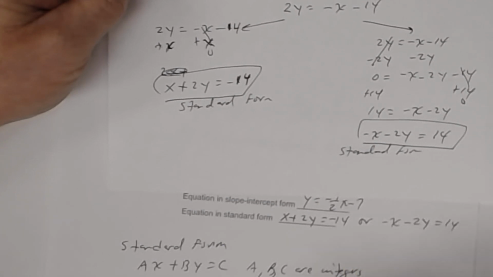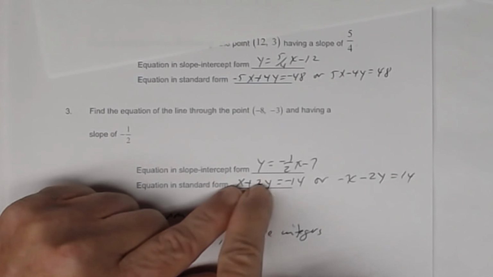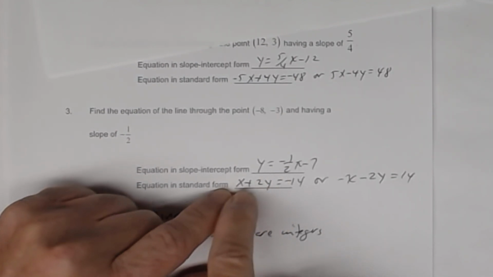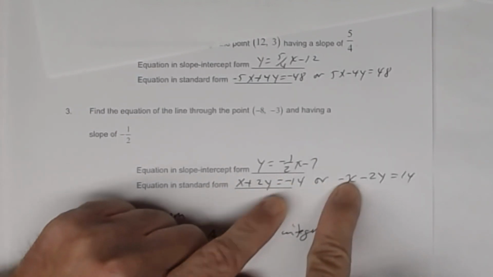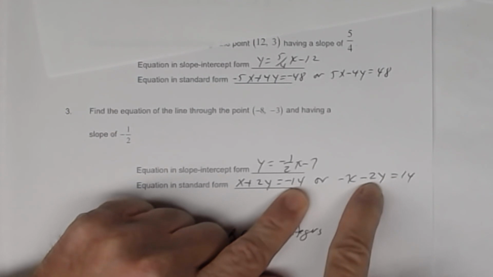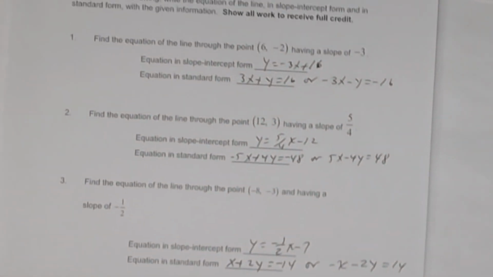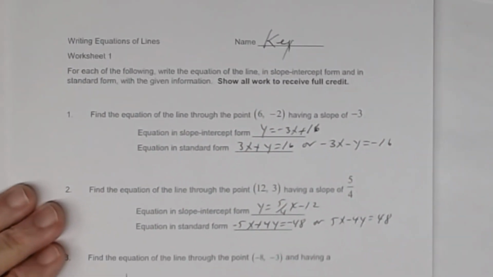Because notice all you're doing to see this is basically just take, let's say this one, multiply both sides by negative 1. So x times negative 1 is a negative x, 2y times negative 1 is a negative 2y, a negative 14 times negative 1 is a positive 14, right? Okay. All right, so that is the key to this worksheet.